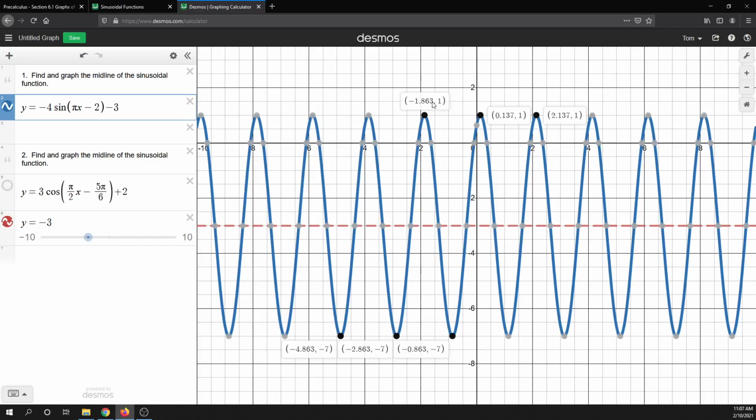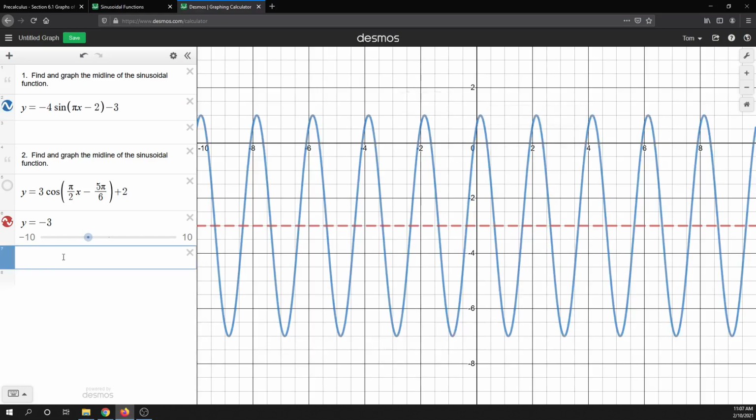And so what you would do is just take the average of that. 1 plus minus 7, and then divide by 2, right? That would give you the average of 1 and minus 7, which is minus 3. And the average of two numbers is going to be the number that is exactly in the middle between those two numbers on the number line. So that's one way you can find the midline if you didn't have the formula. With the formula, it's pretty straightforward as long as it's in the standard format, which this one definitely is.